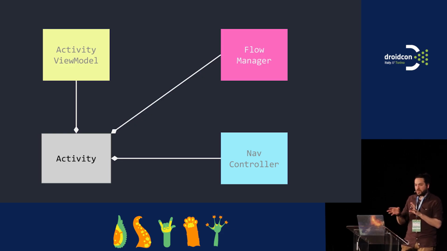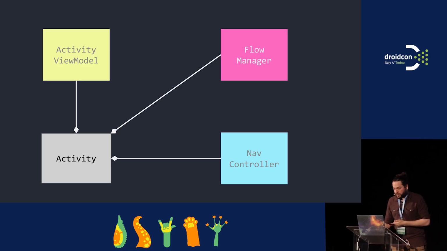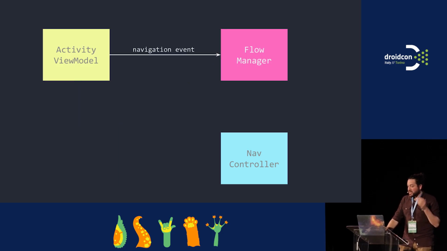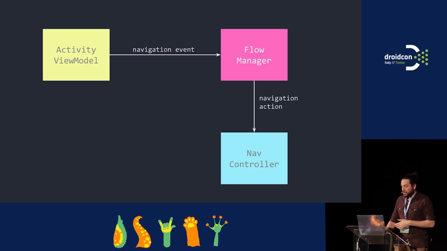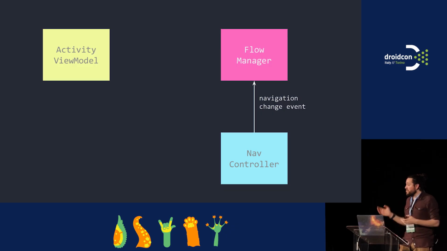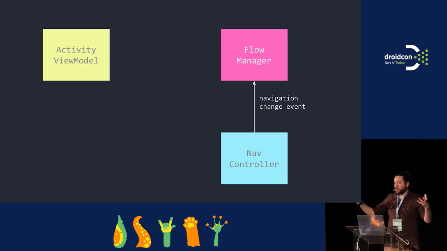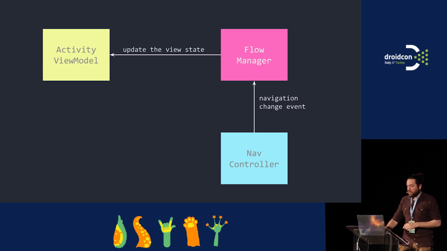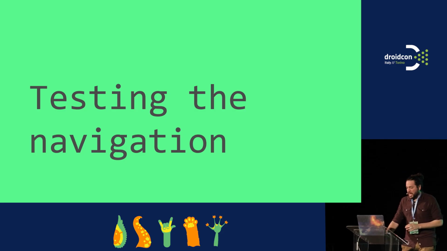And if we try to just see a little bit how it's implemented, but I will try to be short. So we have an activity that is composed by the view model, the flow manager, and the nav controller. And the view model will send events to the flow manager. The flow manager, as I told you, will transform these events into navigation actions using the nav controller to navigate. And on the other hand, nav controller will send event of a changing screen or anything to the flow manager, and the flow manager will update the view model. Okay? Is that clear for everybody? Yeah? Okay.